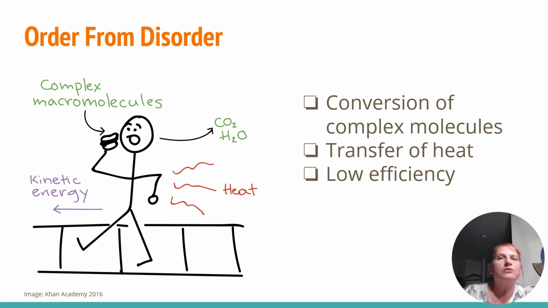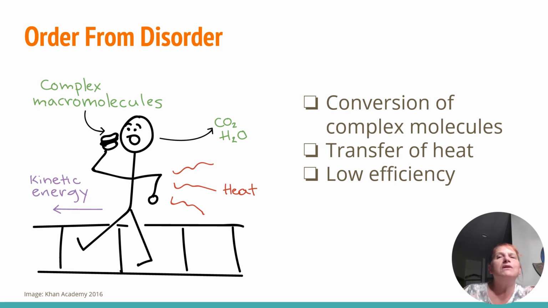Some of the disorder we experience is the conversion of complex molecules like glucose into energy. This has a very low efficiency. So a huge part of the energy from the fuel sources that we transform is transformed into heat, most of which dissipates into our environment. The transfer of heat increases the entropy, as well as converting complex biomolecules into smaller molecules.